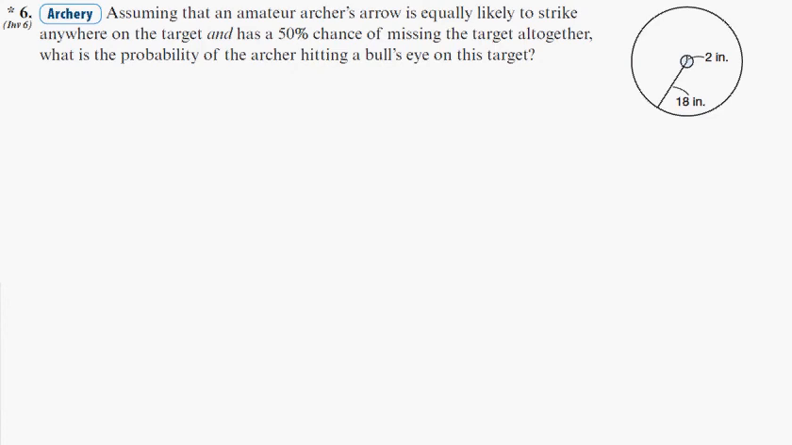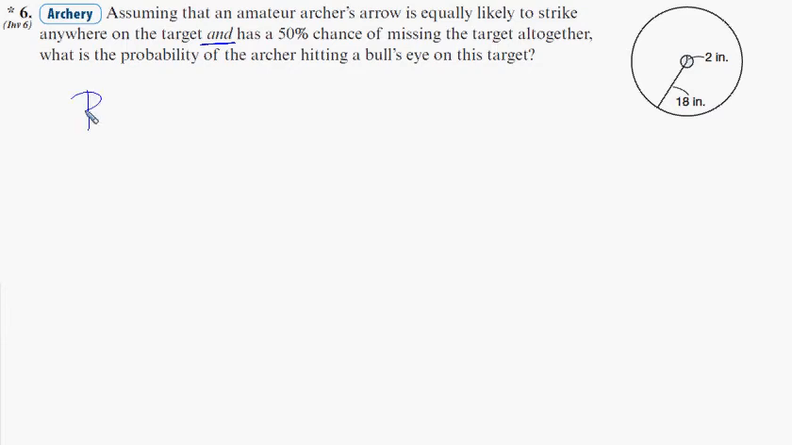For this probability problem, I want you to focus first on this little section right here. This says "and." It says, assuming that an amateur archer's arrow is equally likely to strike anywhere on the target and has a 50% chance of missing the target altogether. When we have a probability statement that is joined with the word "and," that means we're going to have to multiply the two probabilities. So we have the probability of striking on the target.